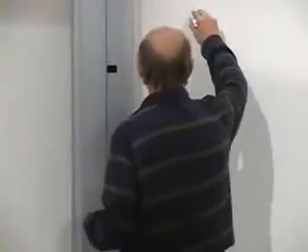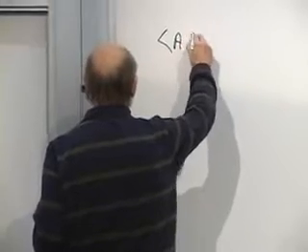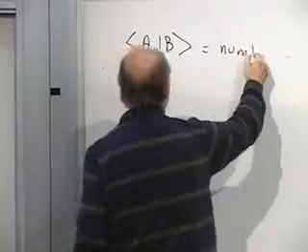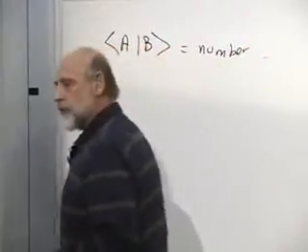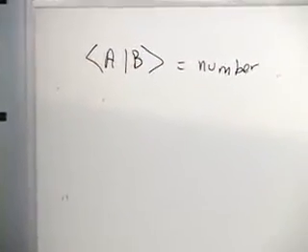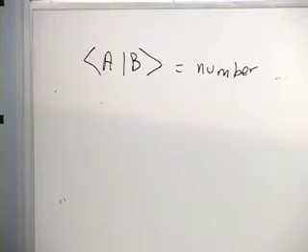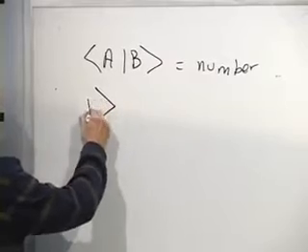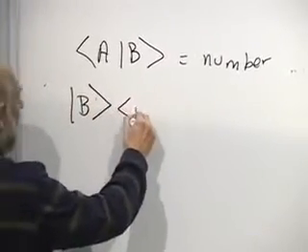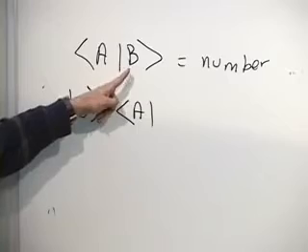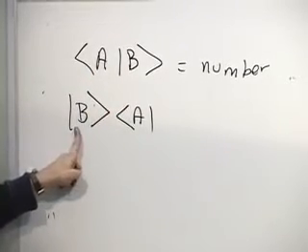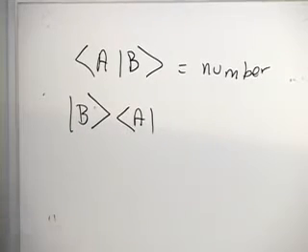First of all, we've discussed the inner product of two vectors, a, b, and the inner product of two vectors is a number. There's another concept which is the outer product of two vectors, and it's written this way, |B><A|. This is the inner product of the ket vector B with the bra vector A. This is the outer product of the ket vector B with the bra vector A.